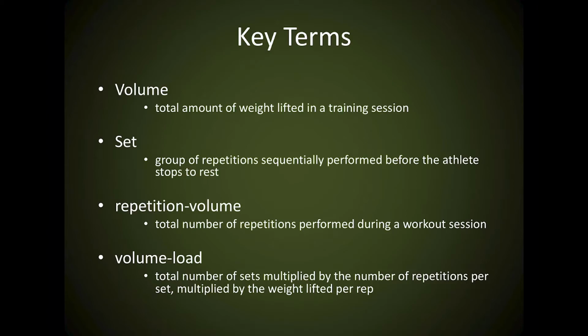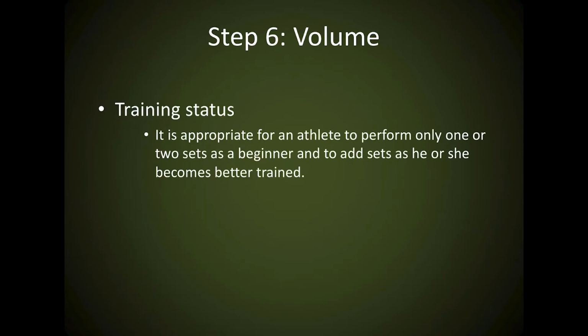Now, repetition volume, take the total number of repetitions during a workout. And then what's known as the volume load is the total sets multiplied by the number of reps multiplied by the amount of weight lifted per rep. So for simplistic purposes, if you had a 10-pound dumbbell and you lifted it 10 times in one set, that would be 100. And then if you did 4 sets, that would be 400. So there you go. It's a simple calculation that's pretty lightweight, but that would be an example of a volume load.